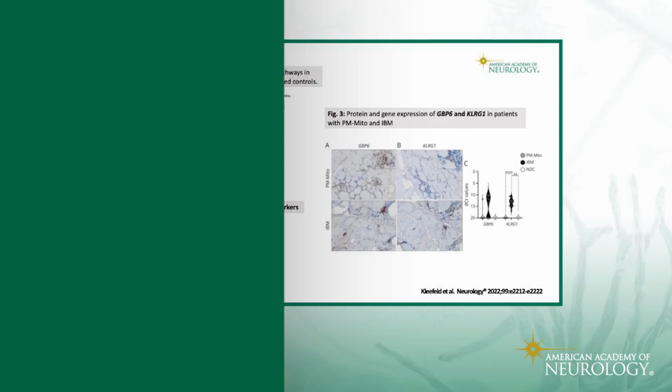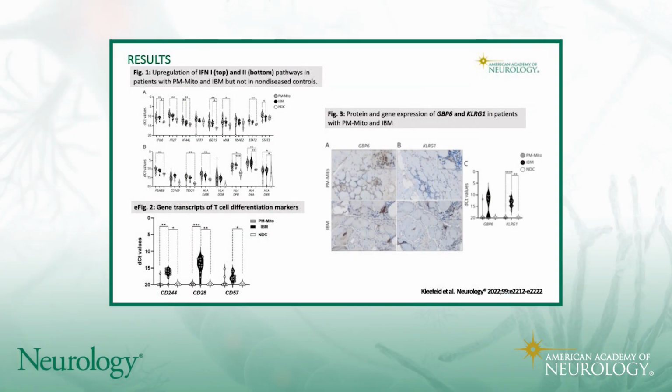So this is the 25 patients with PM-Mito. As I said, 13 out of the 14 for which they had follow-up eventually develop inclusion body myositis. So these are the patients. And then we have the 3 groups: inclusion body myositis, PM-Mito, and the controls.